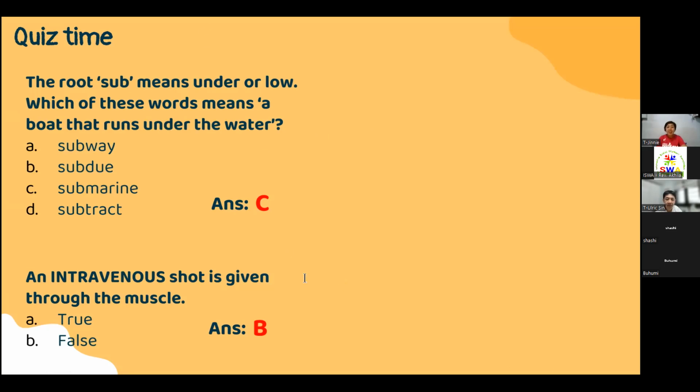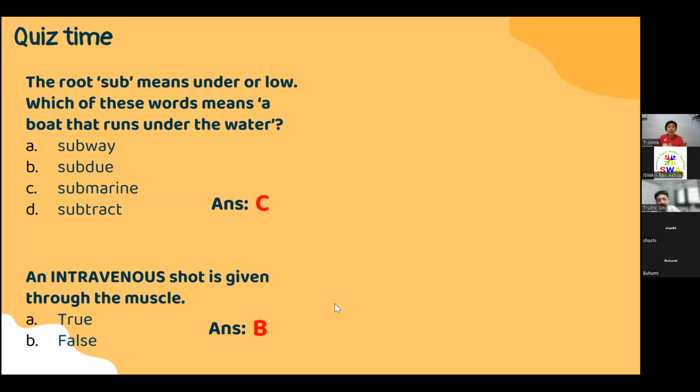Into a vein? Very good, Buhumi. What makes you think that is into vein? Which part of the word tells you that you guess is vein? Because of the part venous. Yes, okay. So VEN tells you, you can make a guess that it is into the vein. Intra already has a meaning of into. And then into where? Into the vein.